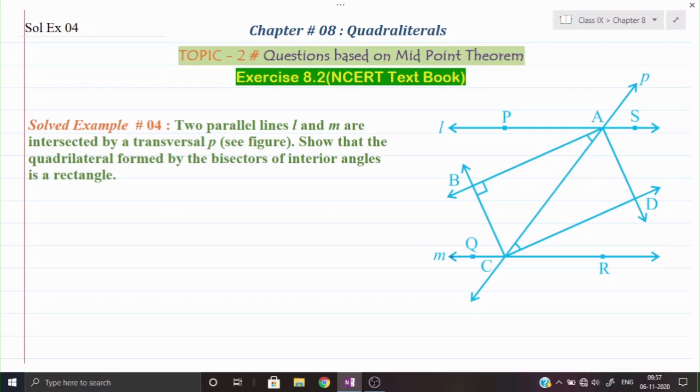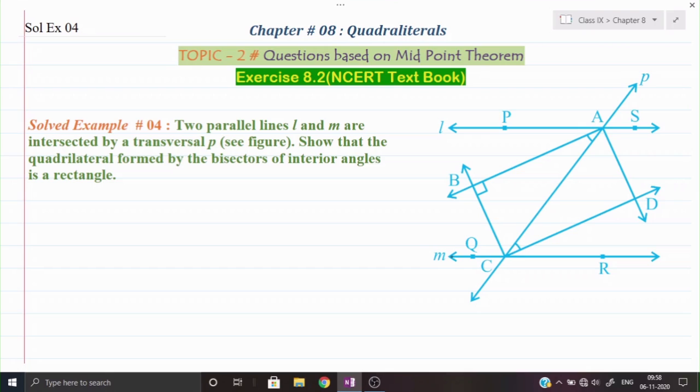Similarly, the other two interior angles are given on the right side, and its bisectors are also drawn. And the bisectors are intersecting in such a way that it is forming one quadrilateral. The name is given here ABCD, and this quadrilateral we have to prove is a rectangle. We know that any quadrilateral can be called a rectangle if all four of its angles are 90 degrees.